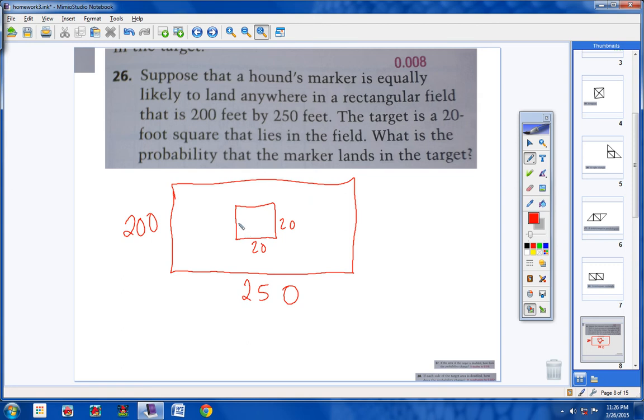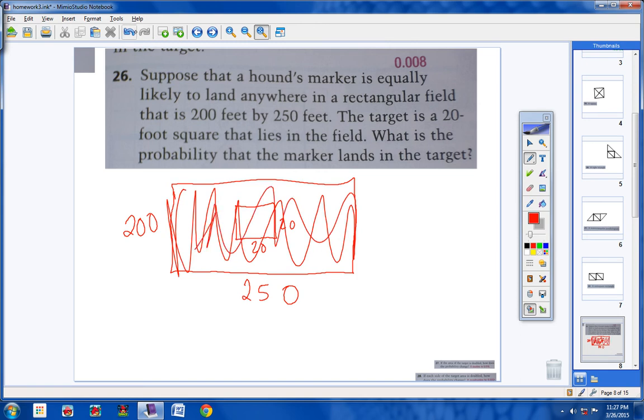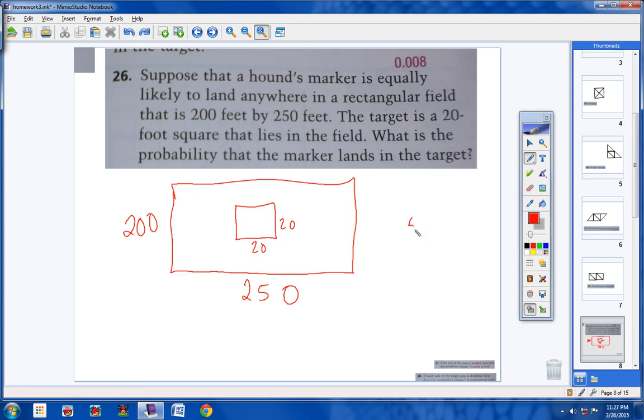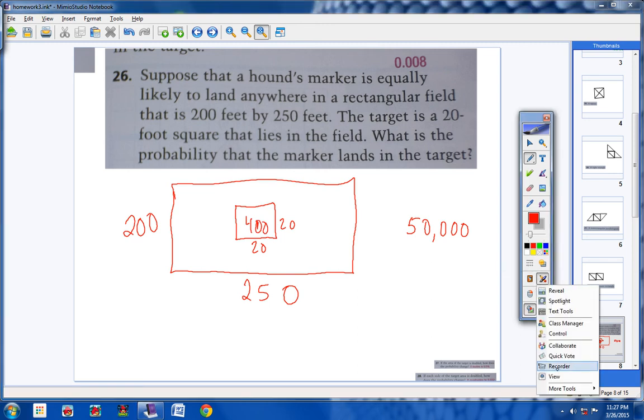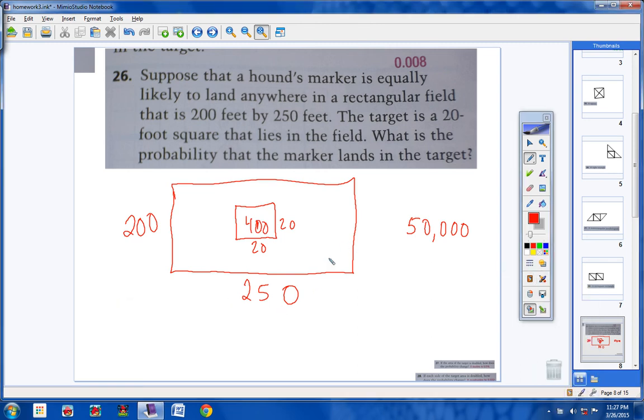Well, first of all, the area of the entire rectangle would be 200 times 250, okay? That would be 50,000. Now, the area of the square would be 20 times 20. So now think about it, students. If we're talking about probability, that means you take the actual amount over the possible. That's how I've always taught probability.